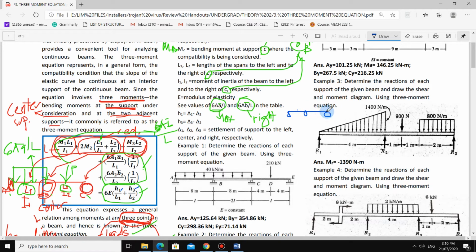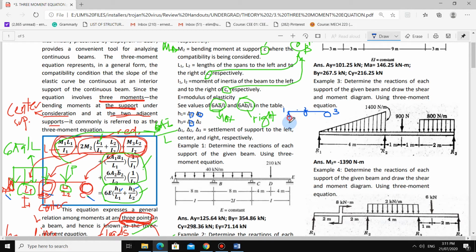Okay, so if this is the beam and it settles, you label the supports 1, 2, 3. So that's clear. Again, 2 is the center support. In our case, 1 is the support on the left side, which is A. Then 3 is the support on the right side, which is C.